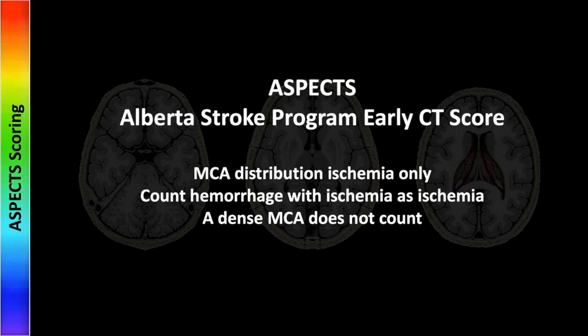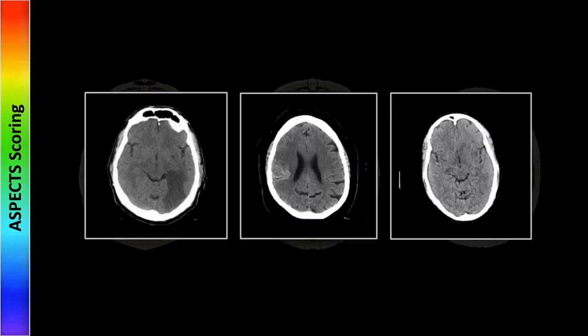And again, a dense middle cerebral artery does not count. So just to reiterate, posterior circulation doesn't count in aspect scoring. This region of ischemia would count as a 0 or a -1, and this area of hemorrhage similarly counts against the patient because the assumption is that there is underlying ischemia here. And lastly, again, the dense MCA does not count.